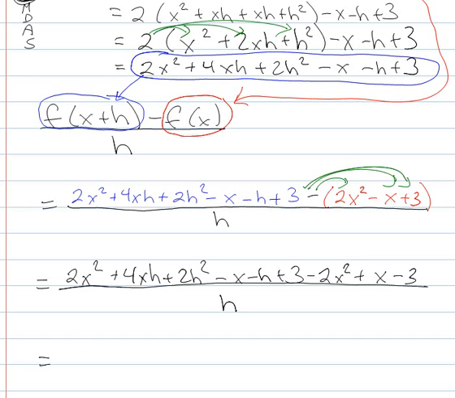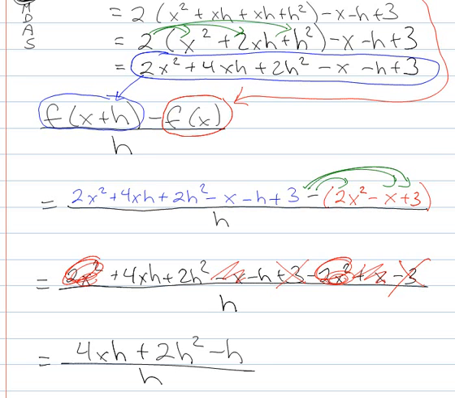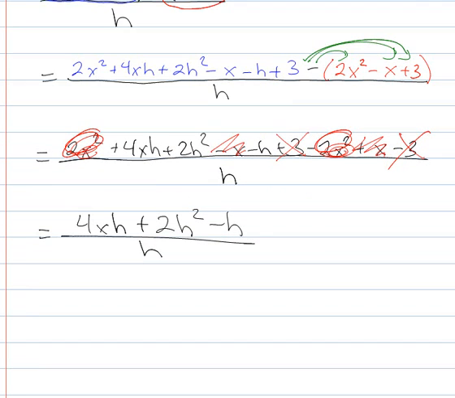So what you're going to notice happening now is that things are going to start canceling out. First of all, we've got a minus x and a plus x. I've got a plus 3 and a minus 3. And I've got a 2x squared and a minus 2x squared. So those go away, and I'm left with 4xh plus 2h squared minus h, all over h. Now remember what we've been saying: if you can't factor it out, you can't cross it out. So although I'm really anxious to get rid of that h, in order to do it, I have to prove to myself it's possible. So I want to factor an h out of the top.